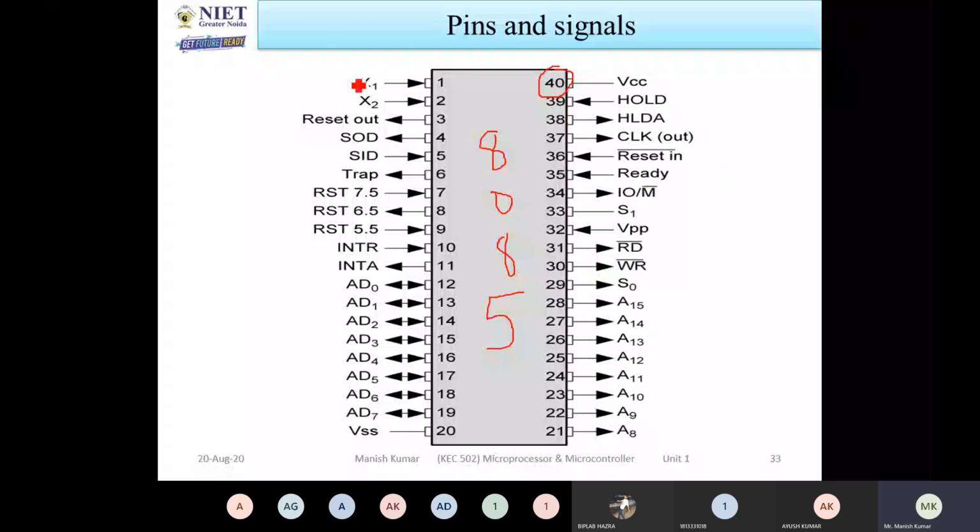Literally you can understand that these X1 and X2 pins are used for providing the clock, that is, providing the frequency. In any processor and controller, we generate the frequency with the help of an oscillator. So which type of oscillator will be used? A crystal oscillator will be used for generating the frequencies.